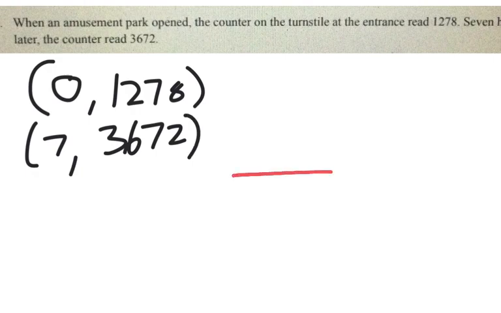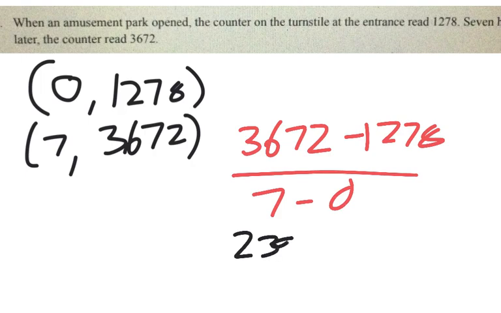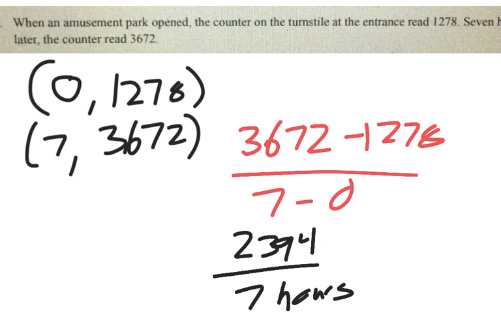And then we just do the slope formula, y2 minus y1 over x2 minus x1. So 3672 minus 1278 is 2,394 people that came through in 7 hours. So if I divide that, I get 342 people per hour.